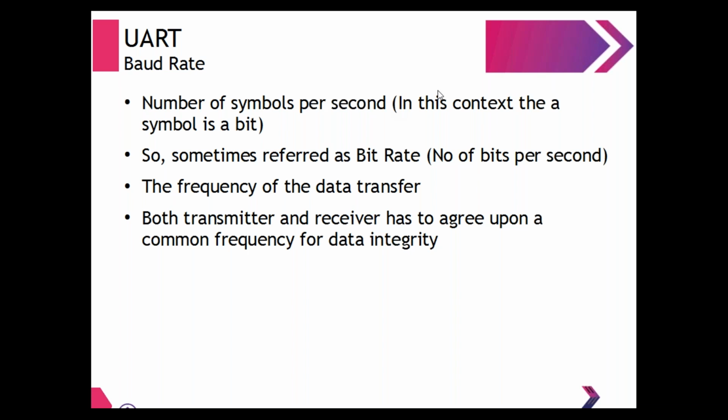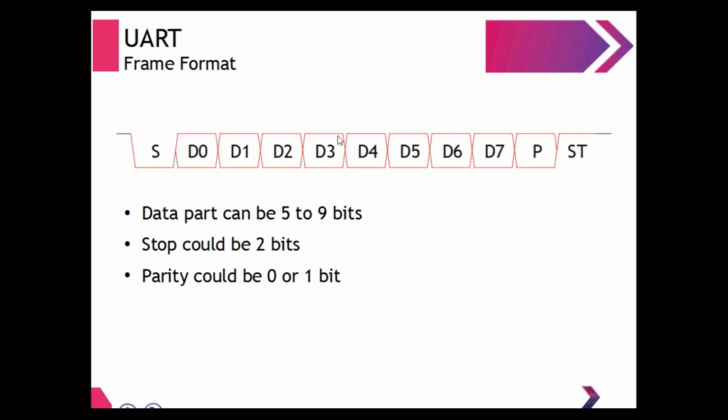Okay, now the next slide is about the baud rate. So what do you mean by baud rate? Baud rate is nothing but the number of symbols per second. Whenever you're talking about the baud rate, it's nothing but how many symbols we are transmitting per second. But people, in this UART communication, what are we going to transmit? What is my symbol? Don't you think my symbol is nothing but the bit?